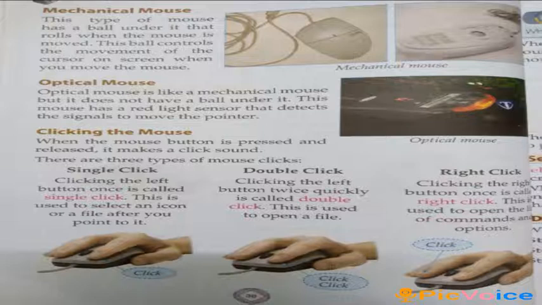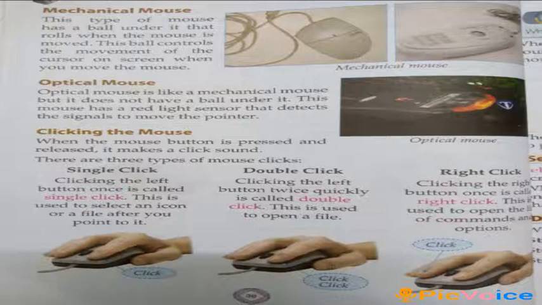Clicking the mouse. When the mouse button is pressed and released, it makes a click sound. There are three types of mouse clicks: single click, double click, right click. Single click. Clicking the left button once is called single click. This is used to select an icon or a file after you point to it.